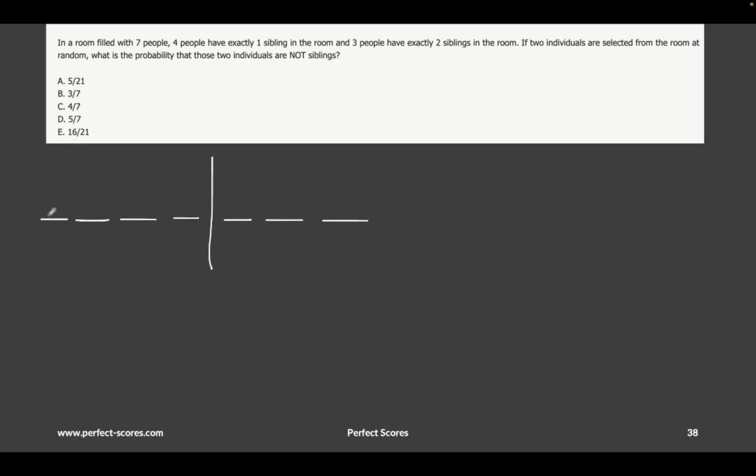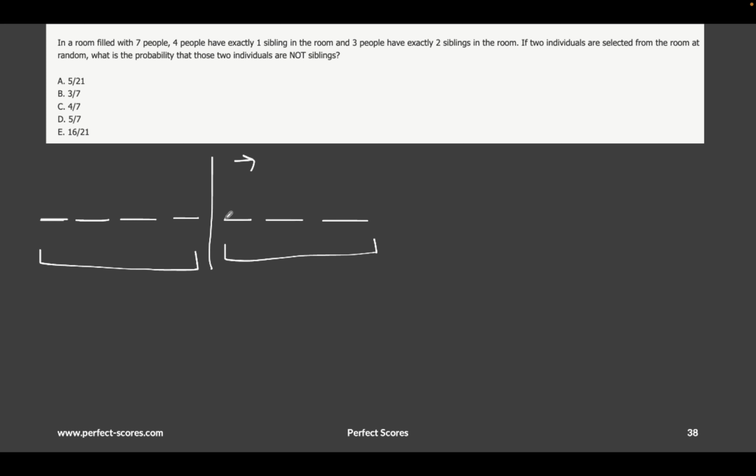Well, if you've got a person here, that person cannot have more than 1 sibling, which means that person cannot have a sibling on this right hand side. So all these 4 people have siblings on this side, and all these 3 people are basically siblings of each other. So they all have 2 siblings in this particular group.